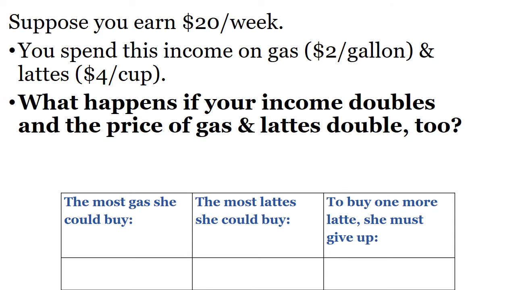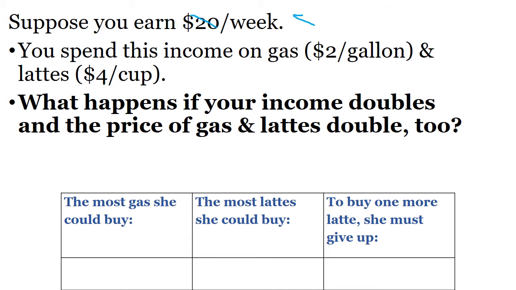Now let's see what happens if there's a change in our economy. So we're starting off with the same situation, $20 a week in earnings, gas costs $2 per gallon, and lattes cost $4 a cup. Now here's the change. What happens if your income doubles and the price of gas and lattes double too? Do you think there's going to be an effect on your purchasing power, the amount that you can buy? Well, let's figure it out. So everything's going to double. So let's go ahead and make that work.